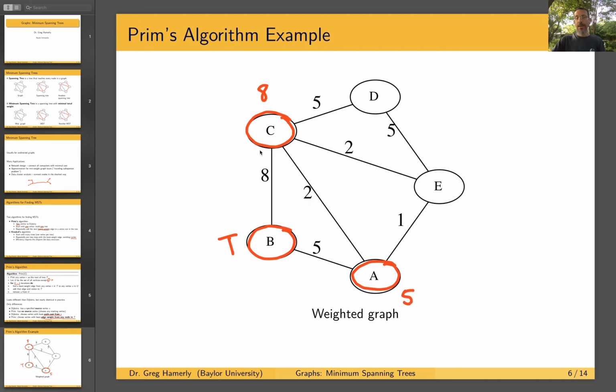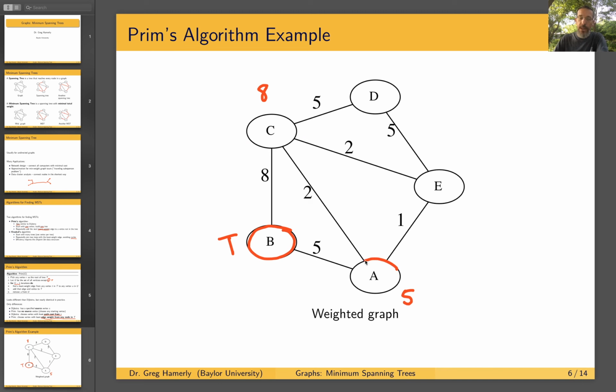Now, why did I say 8 and 5? Because those are the cheapest ways I know to connect them to the tree T. Just to avoid confusion, I'll draw those vertices that have been added to the tree by circling them. D and E cannot be added to the tree yet because I don't know a way of connecting them yet. Now, between C and A, clearly A has the lower cost, so that's what Prim's would choose first because of this edge connecting this vertex to the tree.